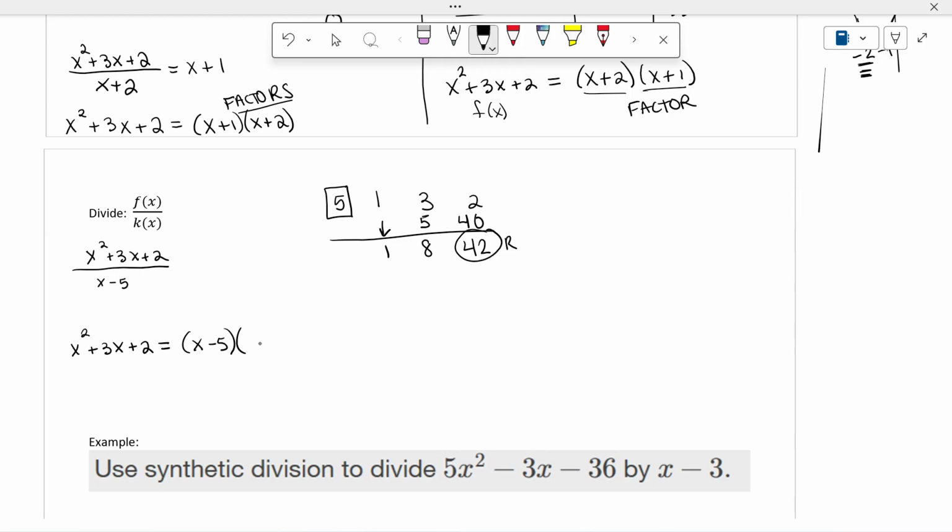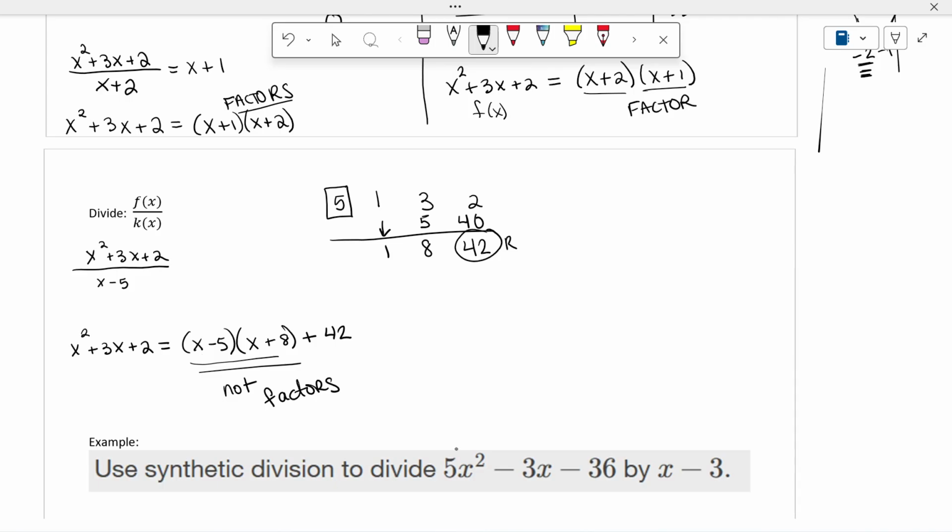The quotient was 1x plus 8. But the thing is, my remainder was 42. If I multiply these two together, I'm not going to get that answer. I would have to add a 42 on the back end in order for it to equal that original polynomial. Okay, so they're not factors, because they didn't divide nicely. Okay, all right. Well, let's practice this a couple more times.